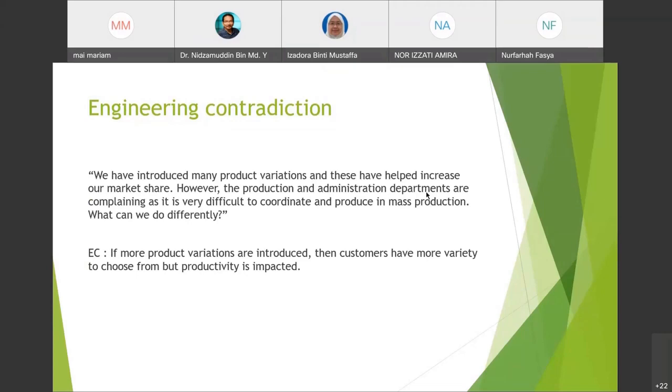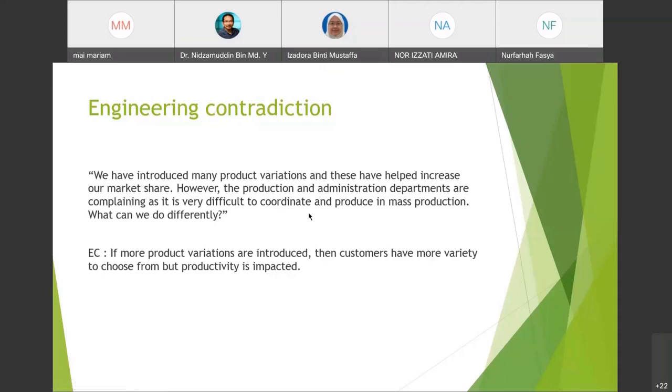One of the tools is engineering contradiction. Let's say we have introduced many product variations, and these have helped increase our market share. However, the production and administration departments are complaining as it is very difficult to coordinate and produce in mass production. So, what can we do differently? You have many product variations, and it's good for your business, but because of that, you have another problem: difficulty in producing in mass production and coordinating.